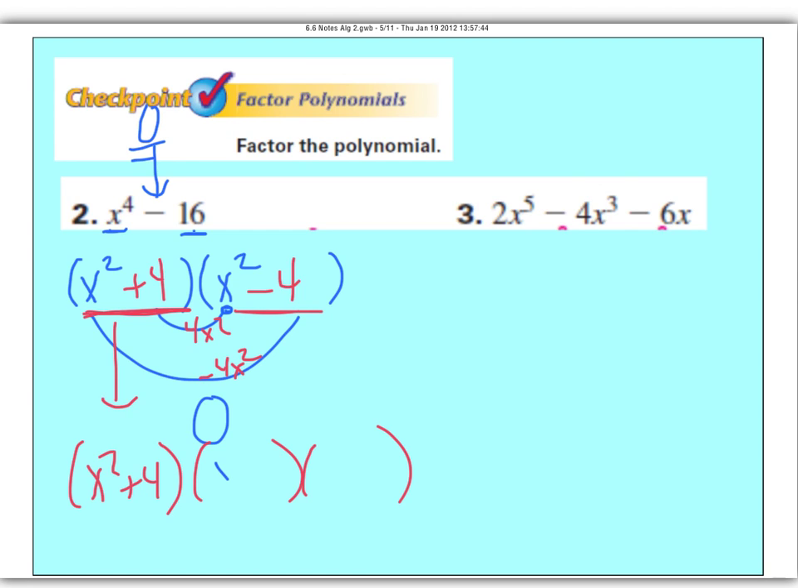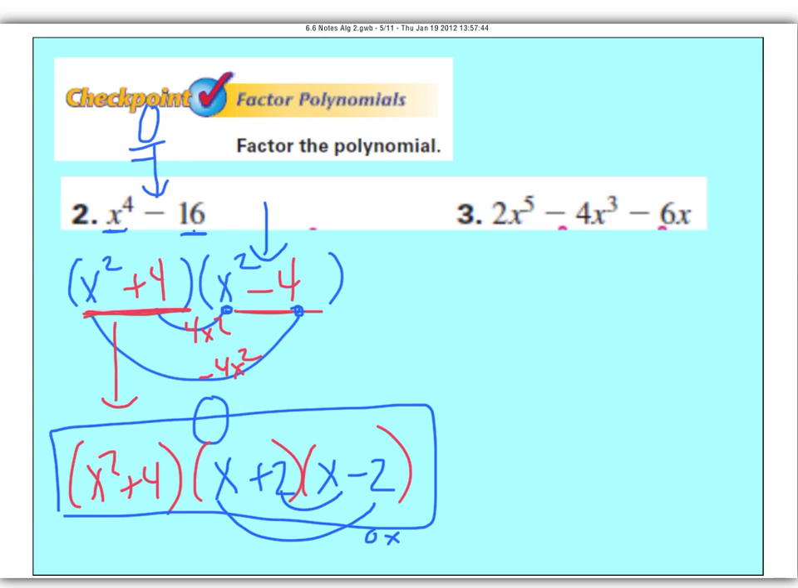X squared can be broken into x and x. A negative 4 is either 4 times negative 1 or negative 2 times 2. We need a 0 middle term. So if you do plus 2 minus 2, you'll get 2x minus 2x, which is 0x, and that works. So this is the final answer.